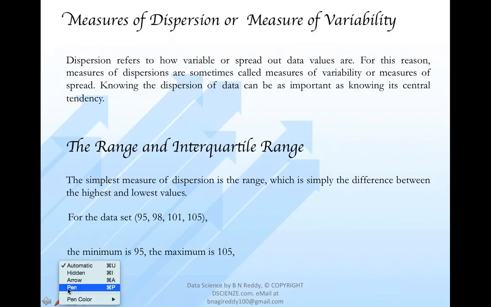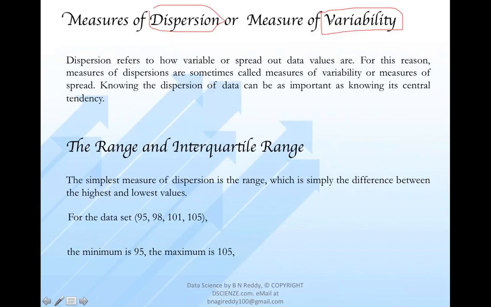Guys, these terminologies are very important, because we are going to use them throughout statistics and throughout the R language and Python. These are common. So measure of dispersion and measure of variability are the same. Dispersion is where we want to identify the distance between each and every value in the given data set. And variability is how variable each value is when we compare it with every other value in the given data set.